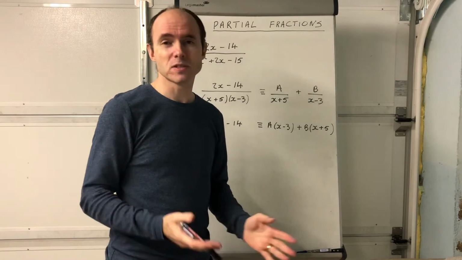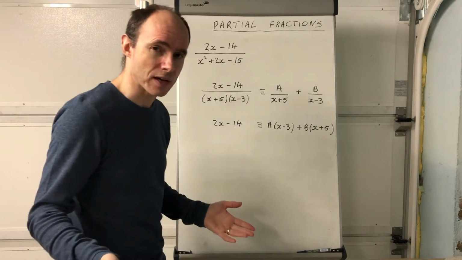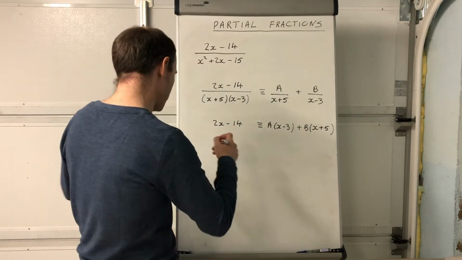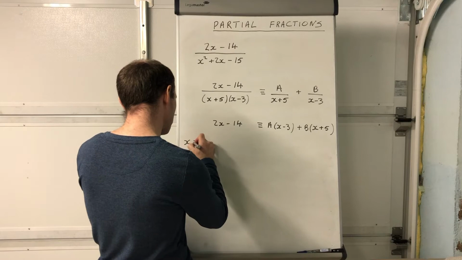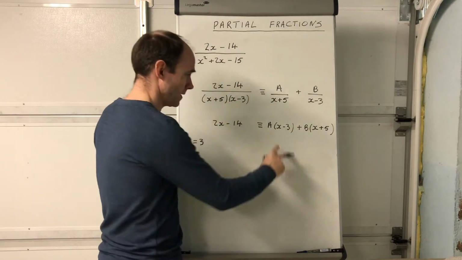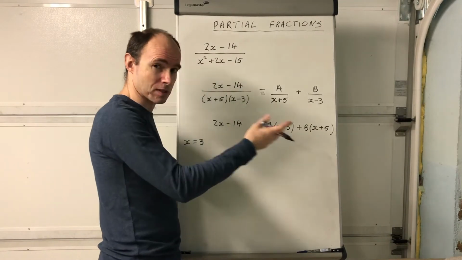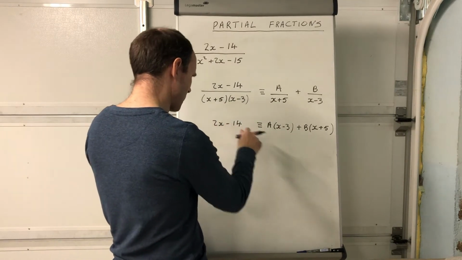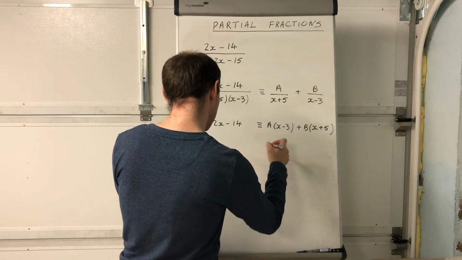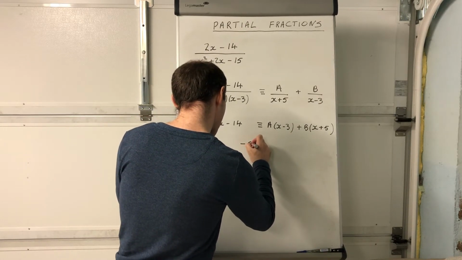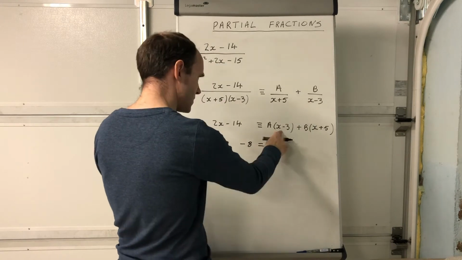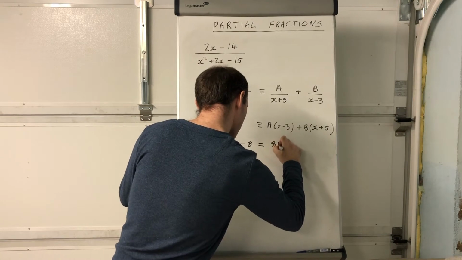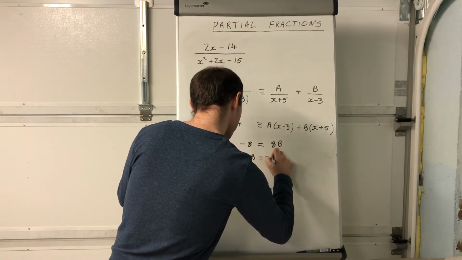Method 1 is the substitution method. You find the value of x you want to substitute in order to work out either A or B separately. And first of all, I'm going to substitute in x equals 3. Hopefully you spotted that, because that will make that term equal to 0 and enable us to find out what B is. So on the left hand side, when x is 3, you've got 6 subtract 14, so that's going to be negative 8. And on the right hand side, we're going to have 0, and then 3 plus 5, 8, times B, 8B. Okay, and B is equal to negative 1.